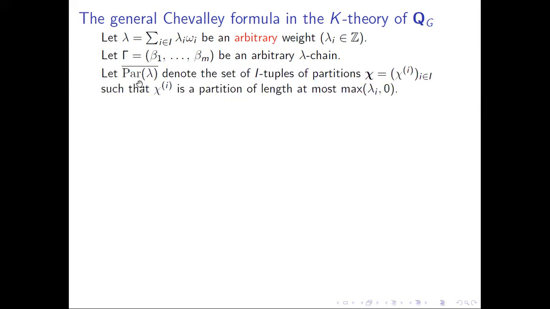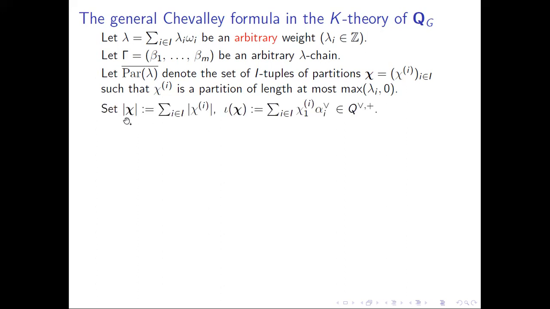And then we have to introduce some extra objects here, some tuples of partitions. The tuple has partitions indexed by the set I corresponding to the simple roots. So for each simple root, you have a partition chi I, and its length is at most the maximum of lambda I and 0. So when lambda I is negative, basically there is no partition. You only consider partitions for the positive coefficients in this expansion.